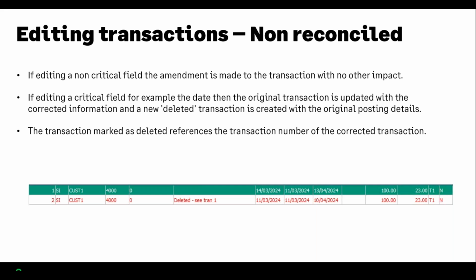So if you're editing a non-critical field, the amendment is made to the transaction with no other impact, like I've just explained there. If you're editing a critical field in non-reconciled, then again, the original transaction is corrected and a new one is posted in its place, matching everything apart from what you've just edited. Hopefully that makes sense. The transaction marked as deleted, as you can see in the screenshot here, refers you back to the original transaction that has been amended.